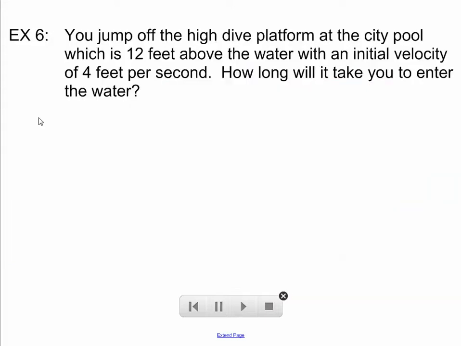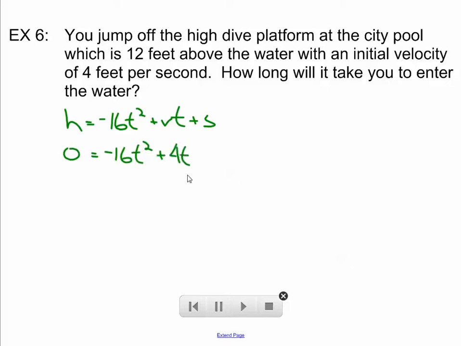Okay, a real world situation. You jump off a high dive platform at City Pool, which is 12 feet above the water, with an initial velocity of 4 feet per second. How long will it take you to enter the water? So we've got the vertical motion model that'll help us with this, negative 16t squared plus vt plus s. Our final height, we want to hit the pool, so it's 0. Our initial velocity is 4, and our starting height is 12. That's the height of the diving board.